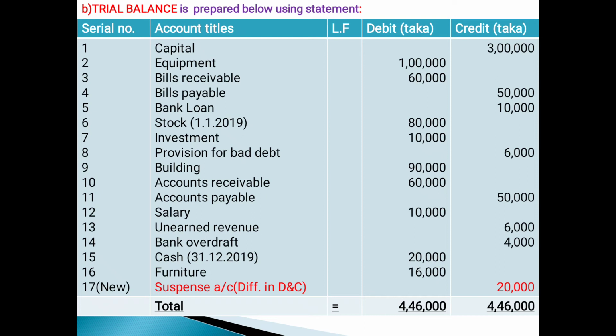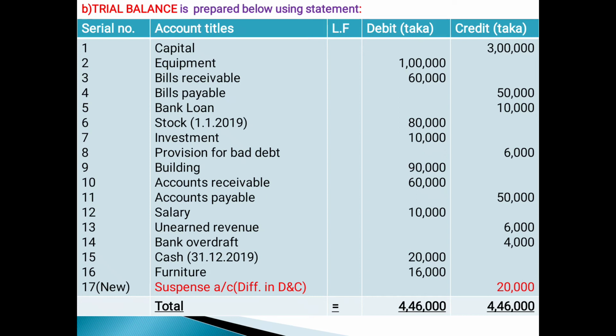Bills payable taka 50,000. Payable is credited at all times, that is the amount of liability, so bills payable is credited for taka 50,000 in this trial balance. Bank loan is a long-term liability for taka 10,000 and is credited. Bank loan is one kind of long-term liability, so it is indicated as a credit balance.